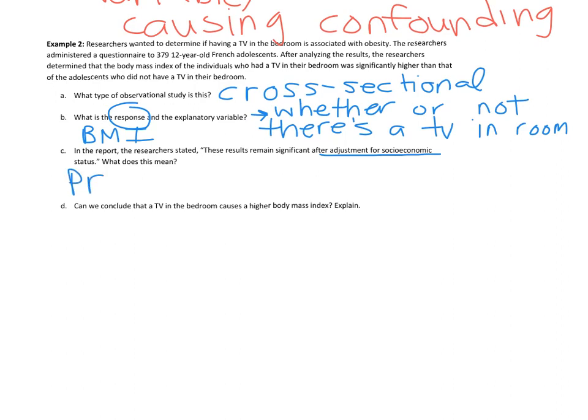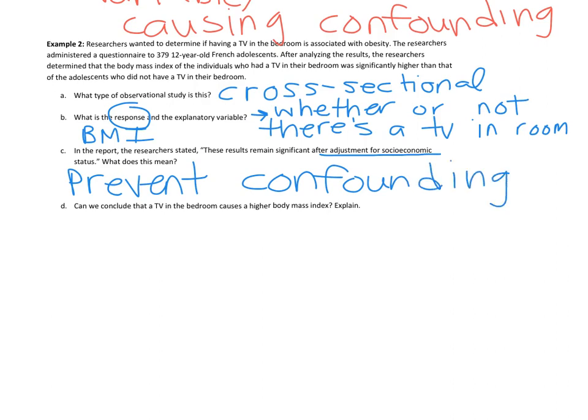So we could say something as simple as, what does this mean? They were trying to prevent confounding. They thought socioeconomic status might be a confounding variable, but it wasn't. The results remained significant after adjusting for that.